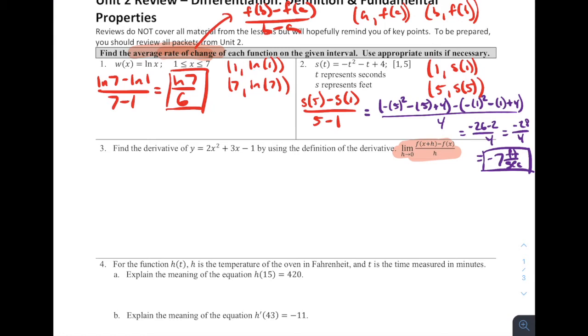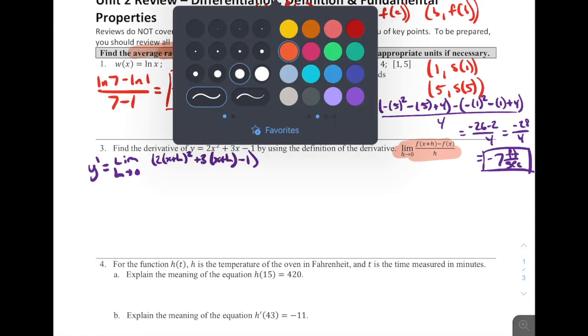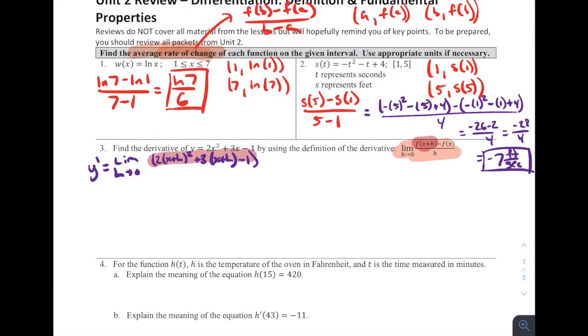We're going to say the derivative of this, I'll call that y prime, we could also call that dy dx if we wanted to, is going to be the limit as h approaches 0 of f of x plus h. So x plus h is our input for this function. That means that for each of these x values here, I need to plug in an x plus h there, and we're going to end up having to expand. So this is 2 times x plus h quantity squared, plus 3 times x plus h minus 1. That part is our f of x plus h right there.